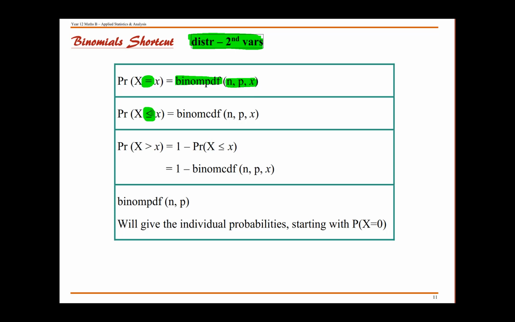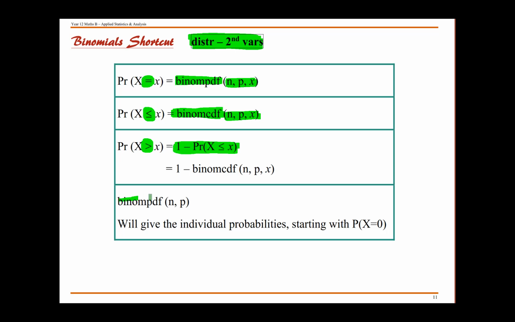To be less than and equal to, we're looking at a cumulative distribution. So that's binom CDF, and again, number of trials, probability, and what x is. If we have the probability x is greater than a certain number, then because our calculator will only go less than and equal to, we have to change it to 1 minus the probability x is less than equal to x. So just remember, you're always dealing with either equal to or less than and equal to.